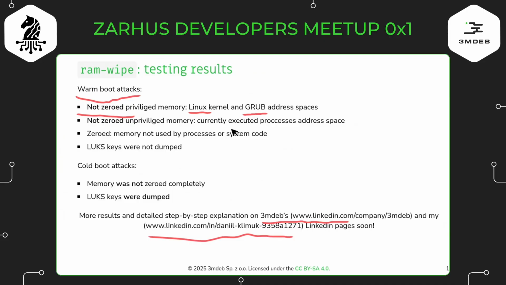It did not zero out the processes' address space that were executing while RAM wipe was zeroing out the memory. It did zero out the memory that was not used by any processes or the Linux kernel or GRUB. So it did get rid of leftovers in RAM. And for the warm boot attack, we did not dump any LUKS keys from RAM. It might be a success here.